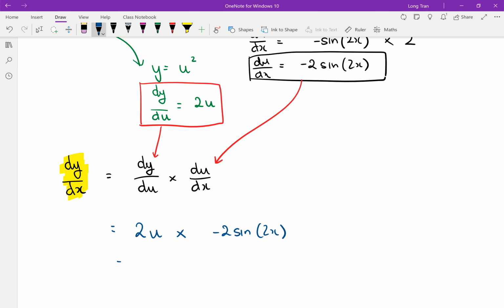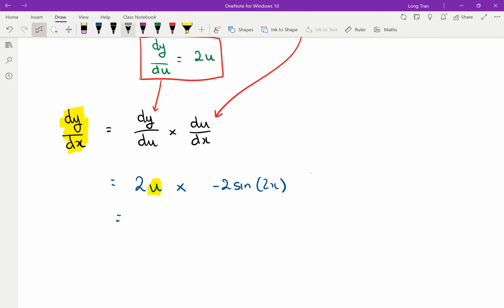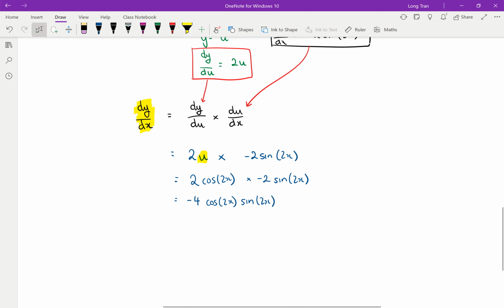But don't forget, u was a made-up variable. So replacing what u was equal to, which is cos of 2x, that gives me 2 times cos of 2x multiplied to negative 2 sine of 2x, which conveniently gives me negative 4 cos of 2x times sine of 2x. Okay, and that should be my answer.